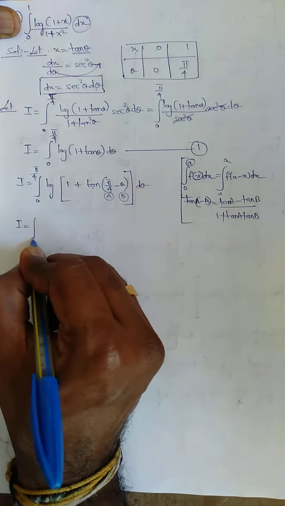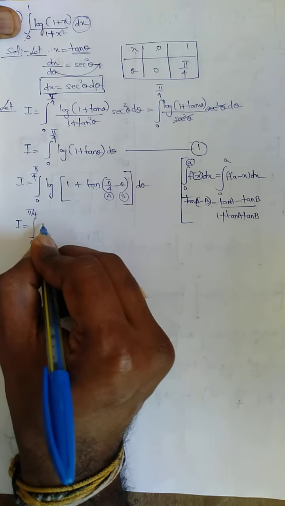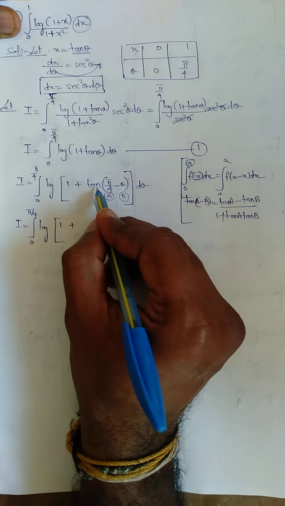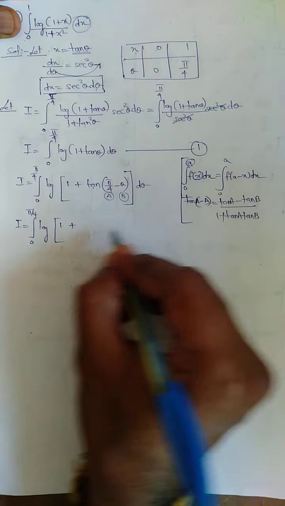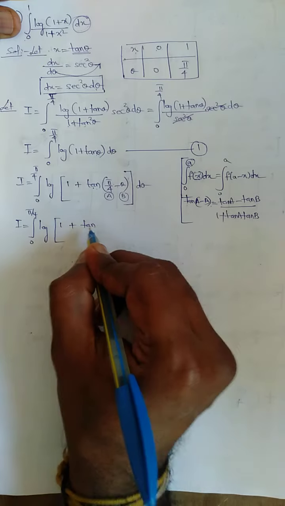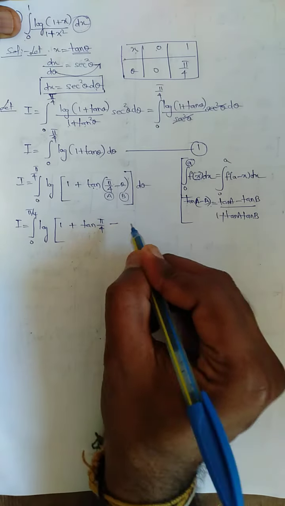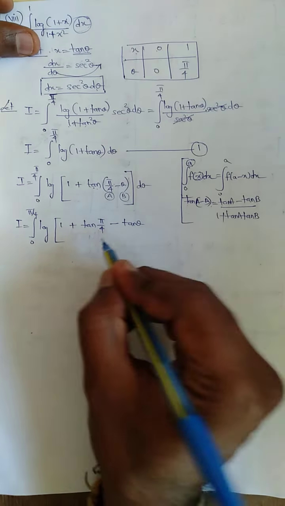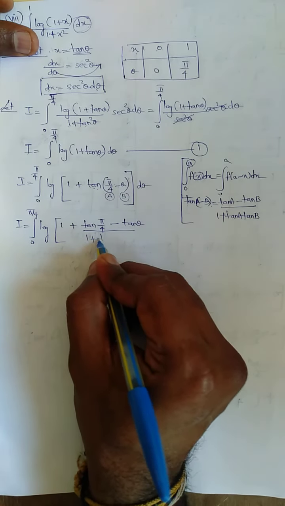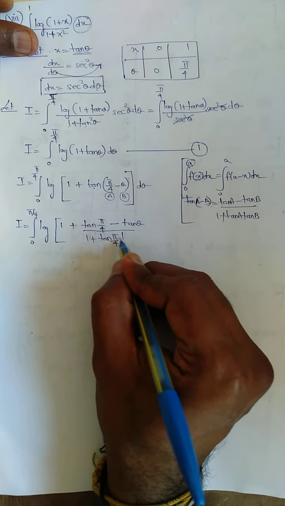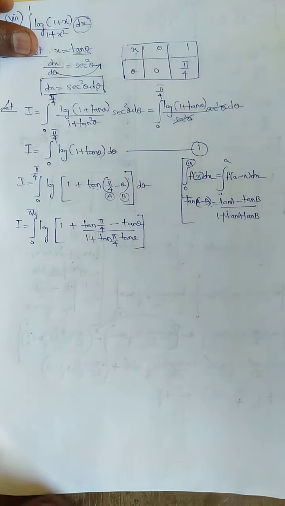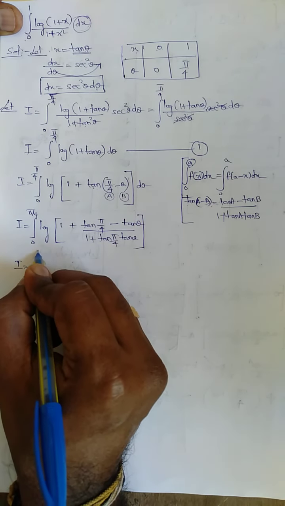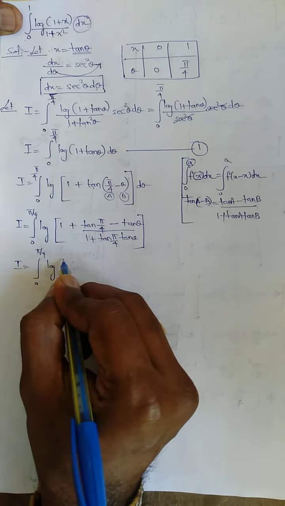So I is equal to integration of 0 to pi by 4 log, open the bracket, keep 1 as it is. Now apply the formula tan(a minus b). Tan a, what is a here? Pi by 4, minus tan b, tan theta. Tan pi by 4 minus tan theta divided by 1 plus tan pi by 4 into tan theta. Now close the bracket.